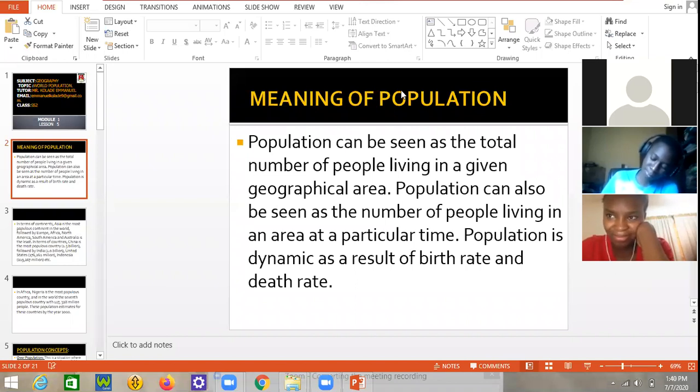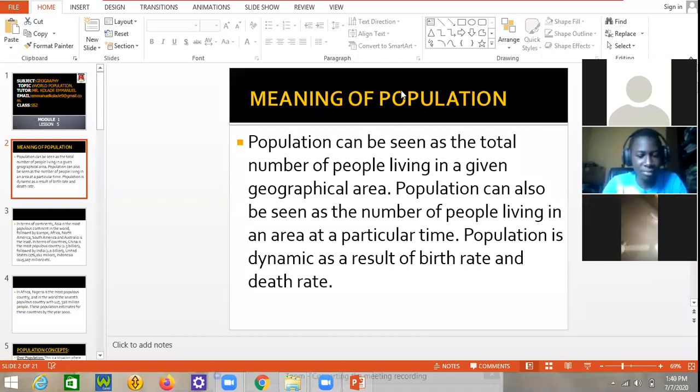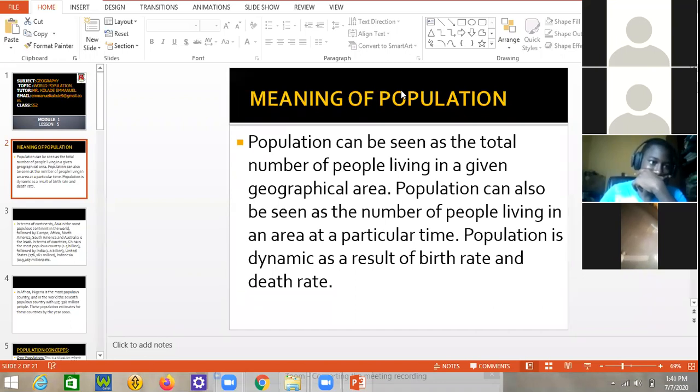So it is possible, if I'm taking the population of Kaduna now, that after I have taken the number of the population, somebody might give birth to triplets. Are you getting what I'm saying now? So it has made the population of that region dynamic. Also, after taking the population census of a place, we might record some number of deaths. It has also affected the population of that particular geographical area. So it is dynamic as a result of both birth rate and death rate. So that is population for you.